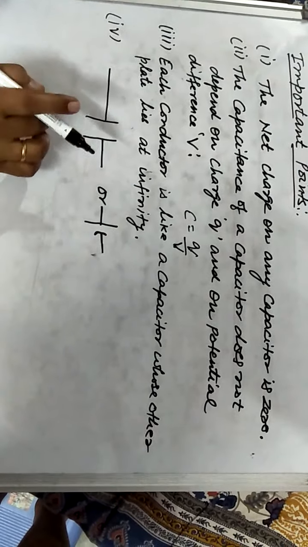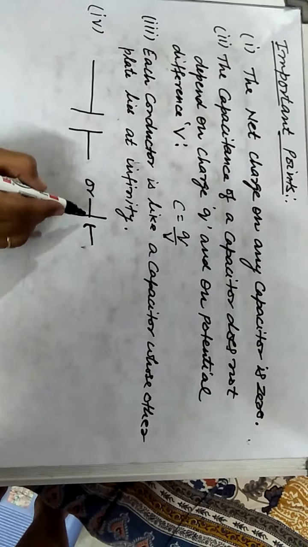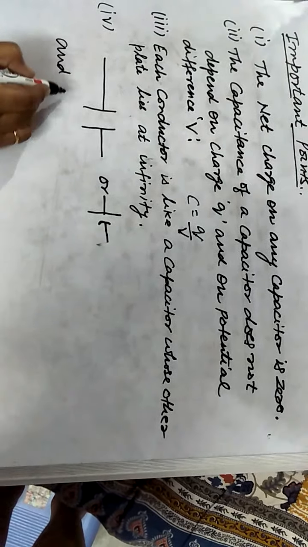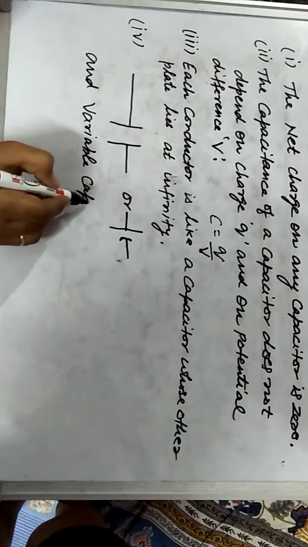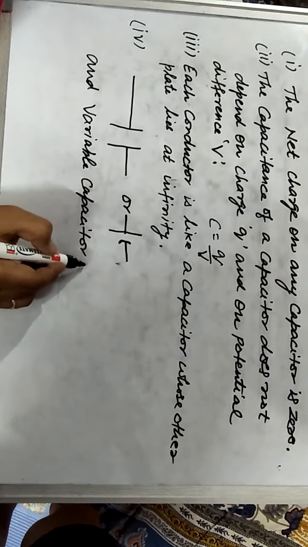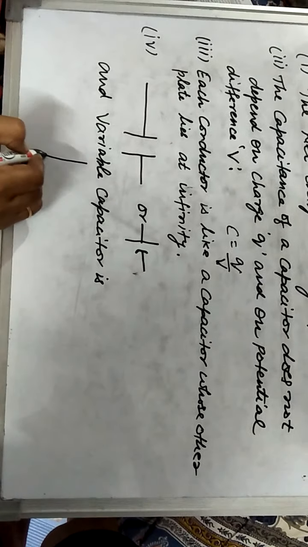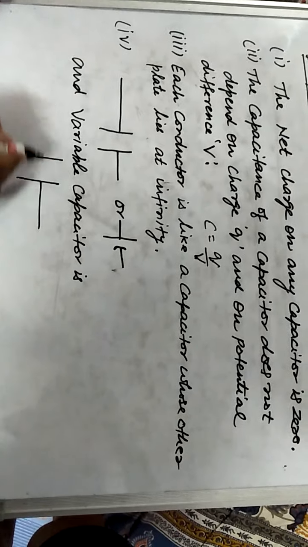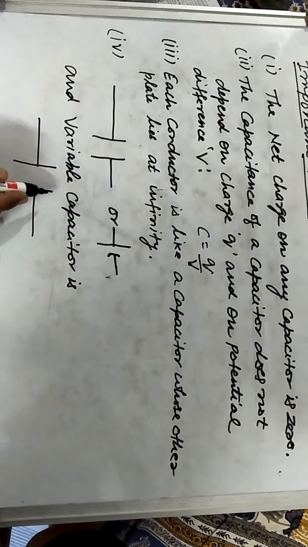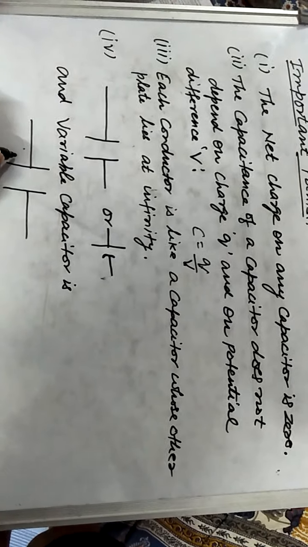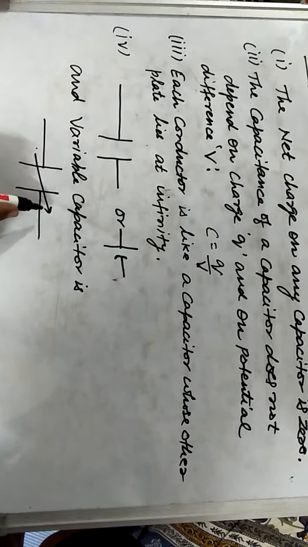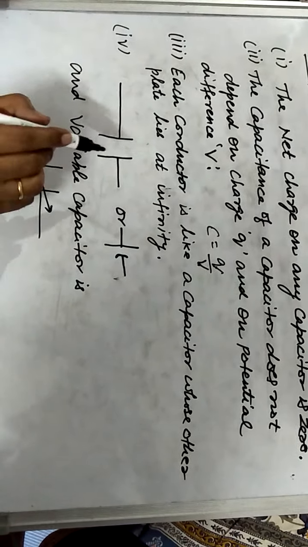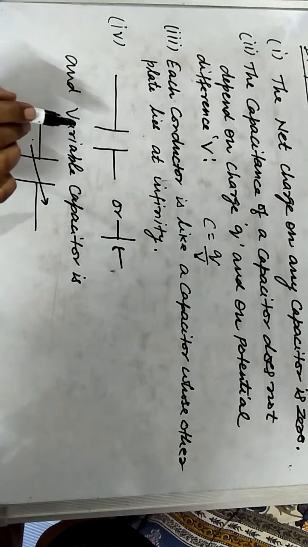This is a representation, or simply in any electrical circuit a capacitor is represented by this, and a variable capacitor is represented in any electrical circuit like this one. Suppose this one is a capacitor, and when you draw an arrow like this, this represents the variable capacitor. In this way you can find out in any electrical circuit what type of capacitor is included.